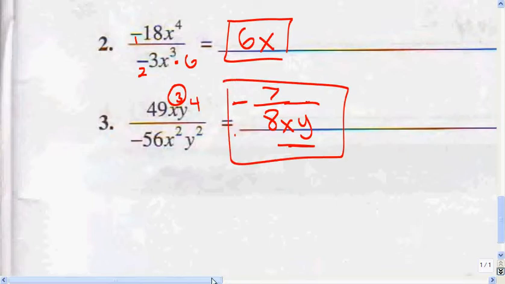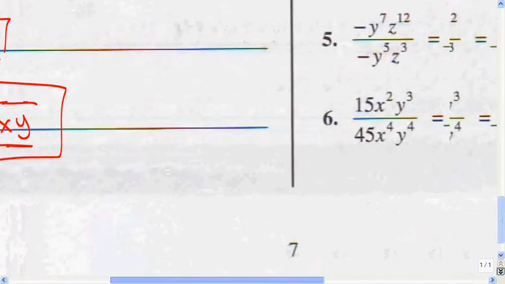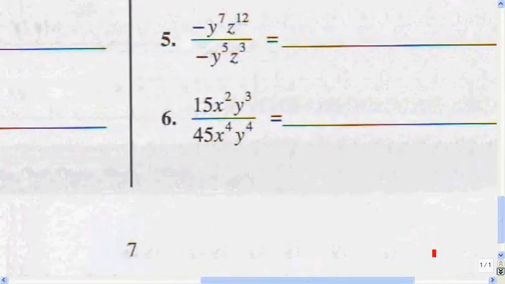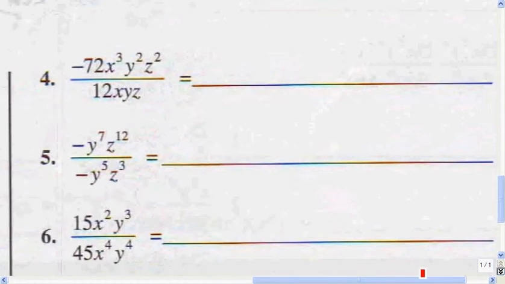Got it? I hope you got it. If not, ask me in class and I'll give you further explanations. But this should be enough for you to understand. If you need to watch the video again, pause it, think about it.